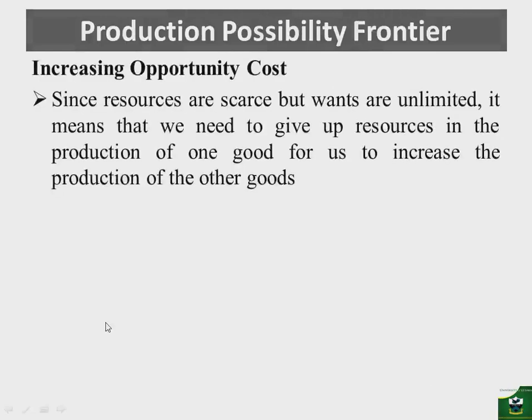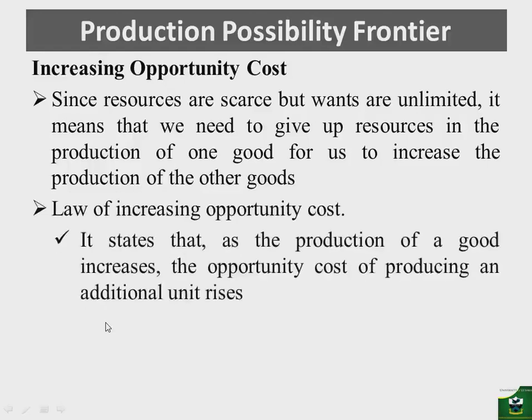Now, since resources are scarce but wants are unlimited, it means that we need to give up resources in the production of one good for us to increase the production of the other good. Now, what we see then clearly from this is the law of increasing opportunity cost, which states that as the production of a good increases, the opportunity cost of producing an additional item also increases.